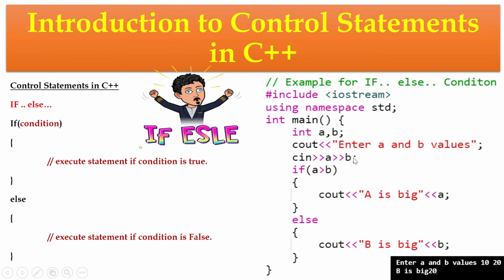If A is greater than B, if the condition is true, I'm going to print, using cout, "A is big." If the condition is false, I'm going to print, using cout, "B is big." Okay, so once again, I'll explain the program.